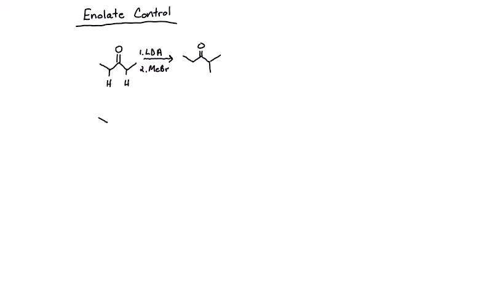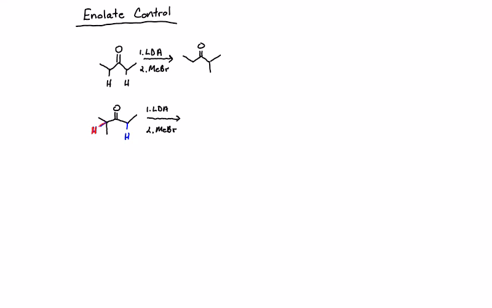Let's say we start off with something like this. Okay, so we treat this with LDA and then follow that up with the addition of methyl bromide. Okay, but now we have two very different situations here. Here we have two different hydrogens that could react. I'll color one of them red and the other one blue so we can keep track of them.